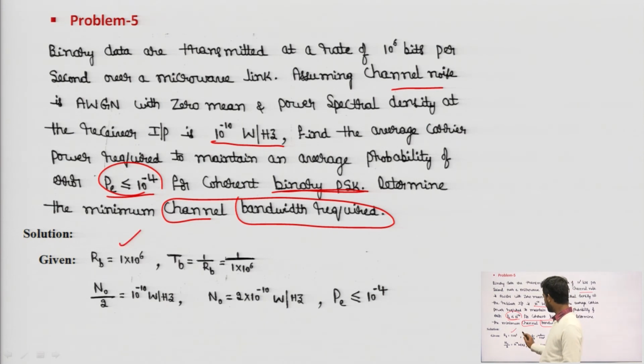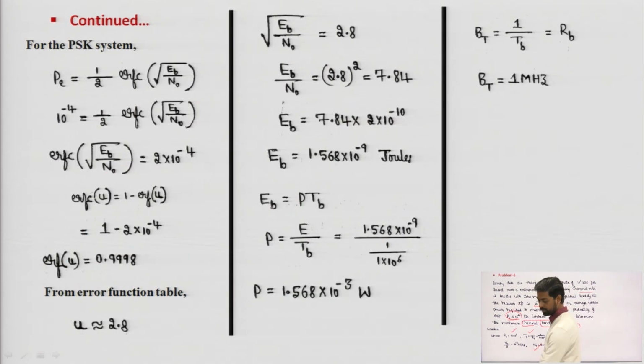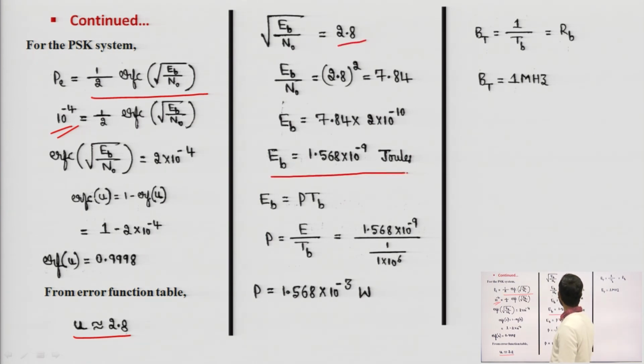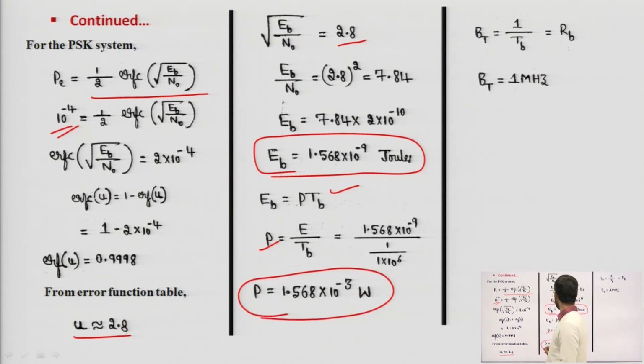So RB is given, from where TB is calculated, and N naught is also calculated, and I have been given P less than or equal to 10 to the minus 4. For the PSK system, I know the probability of error is equal to this much, and it is already given. So I follow the previous one, and I got U equal to 2.8. So from there EB by N naught equals 2.8. Now I got EB equal to this much. Same type of question. EB equals PTB, so I got P as this much.